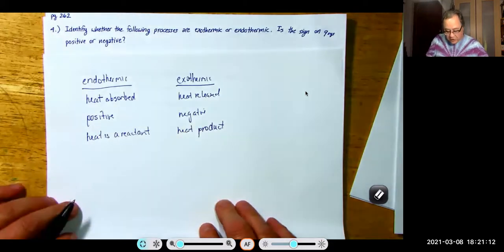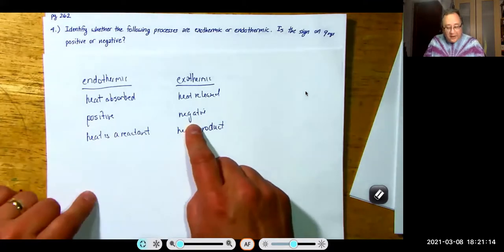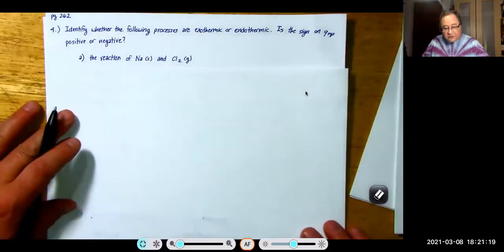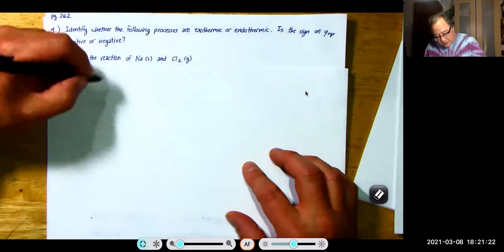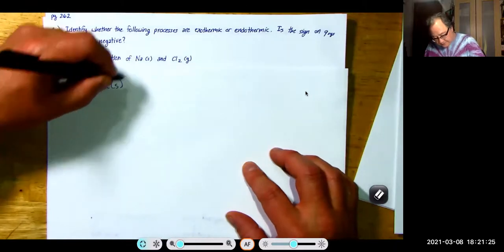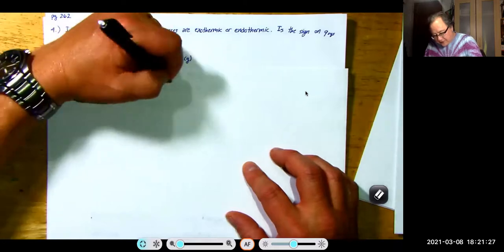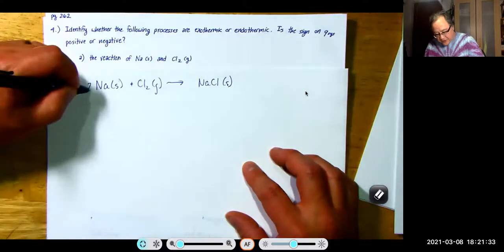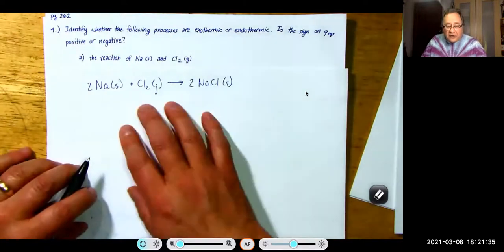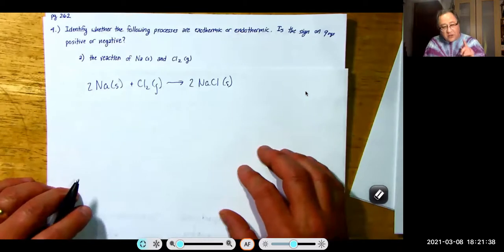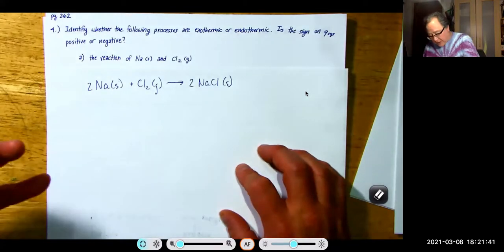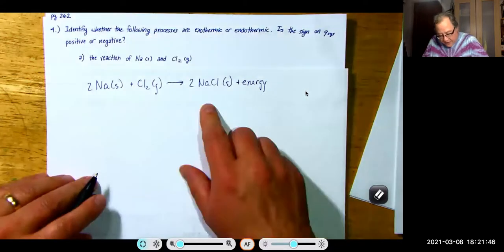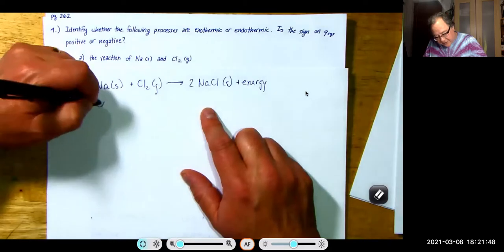All right. So the sign just tells you which way the energy is going. Let's take a look at these problems here. The reaction of sodium and chlorine. Now, if you look in your book, they actually show you this reaction. And it makes sodium chloride. I'm going to go ahead and balance this, so there's a 2 here, there's a 2 here. There's a whole lot of energy being given off by this reaction. If the energy is being given off, that's a product. So for A, we're going to say this is exothermic because the energy is a product.